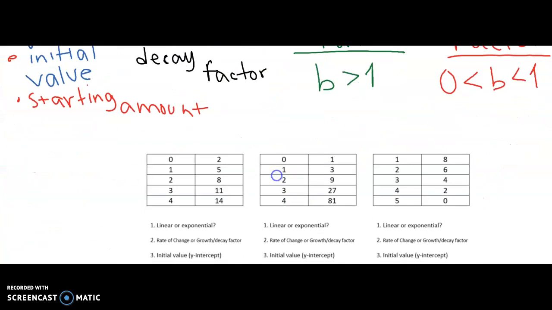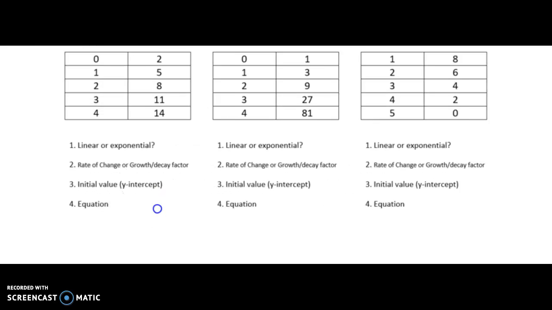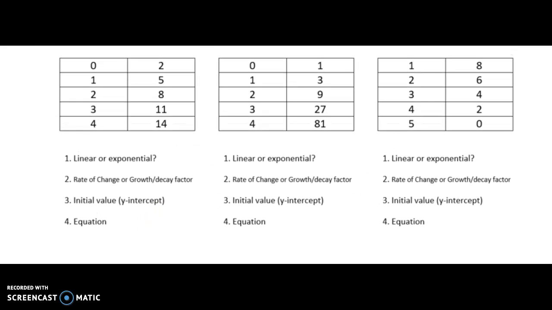So let's go ahead and try this table down here. Copy down these tables. Make sure you leave enough space to answer each question. So copy these down, and let's do the first one. These are my x values, and these are my y values. And this is a function. We're going to determine whether it is linear or exponential. If it is linear, it's going to have a rate of change. If it's exponential, it's going to have the growth or decay factor.